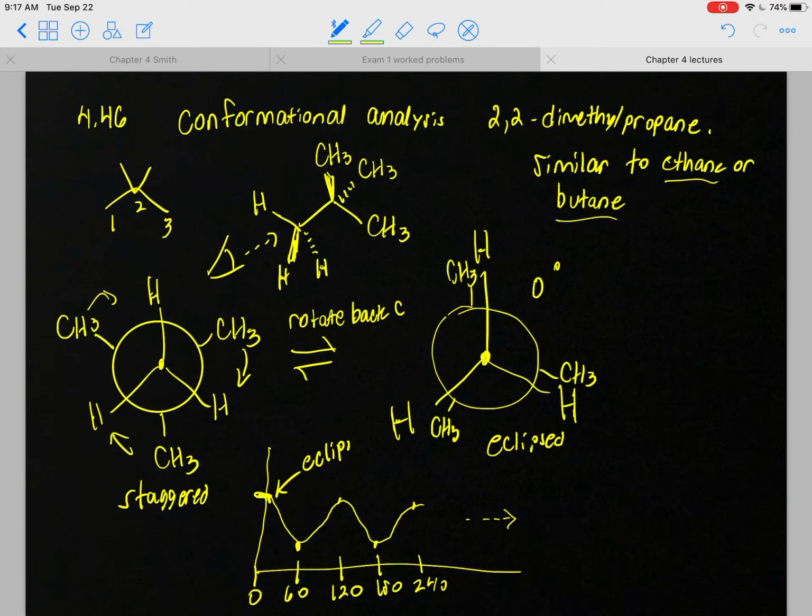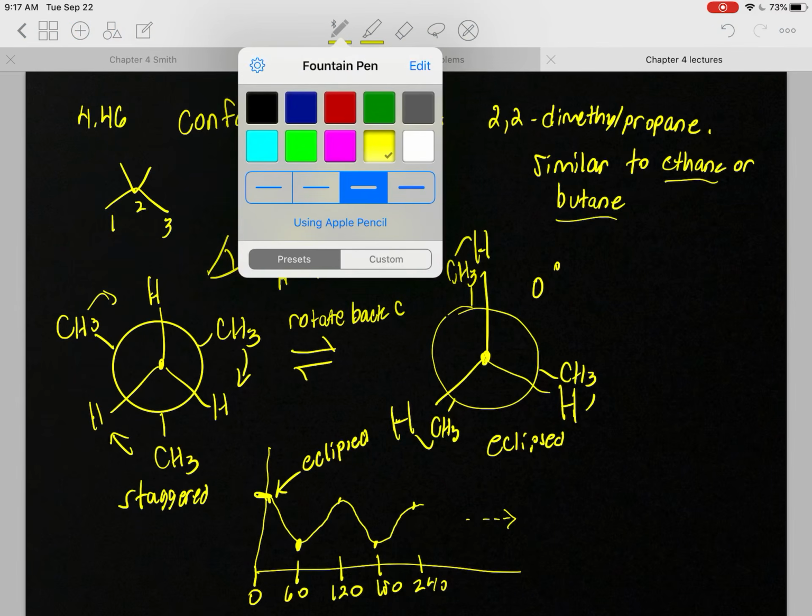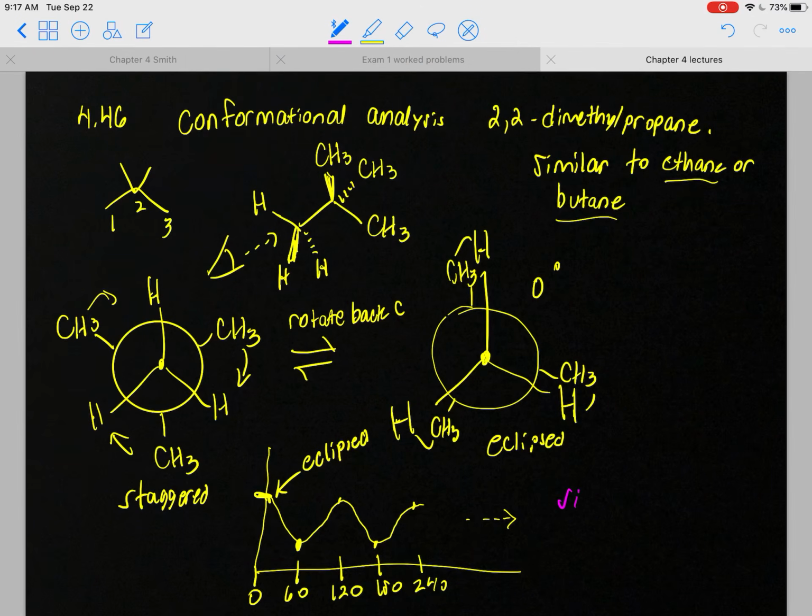You have your eclipsed conformation, which is higher in energy, and you have 3 eclipsing CH3 hydrogen torsional strain there. And then the staggered conformation essentially is 0, right? There's no strain there. There's no eclipsing, there's no gauche interactions, there's nothing, okay? So this very closely resembles, is most similar to ethane.